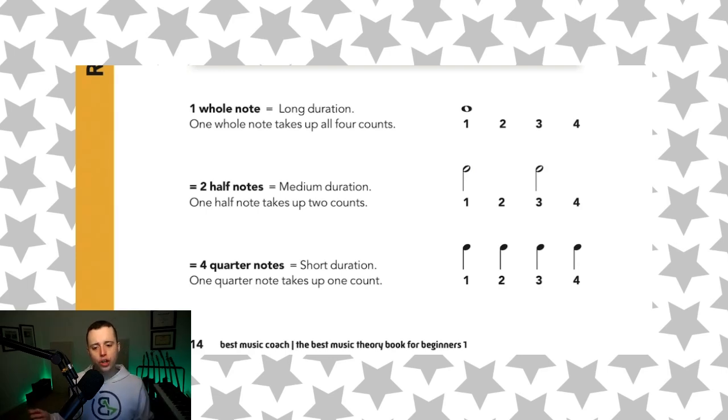And then there's a quarter note, and the quarter note is the closed note head with the stem. And that gets the short duration. Each quarter note gets 1 count each. So that's half the rhythmic value, or half the duration, of the half note.